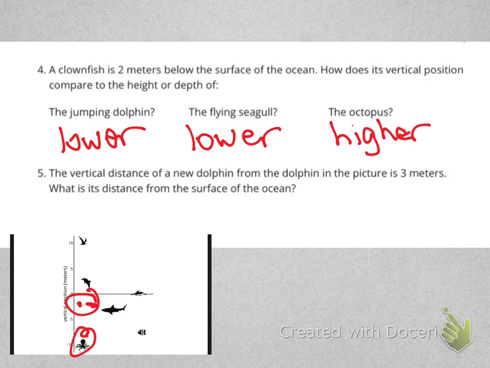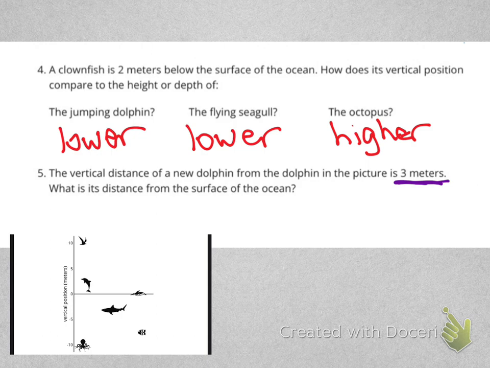Alright. One more question before we go to the practice problems. It says the vertical distance of a new dolphin from the dolphin in the picture is 3 meters. What is the distance from the surface of the ocean? So we got a new dolphin that's 3 meters higher than the other dolphin. And we know it's higher because that's a positive 3 meters.